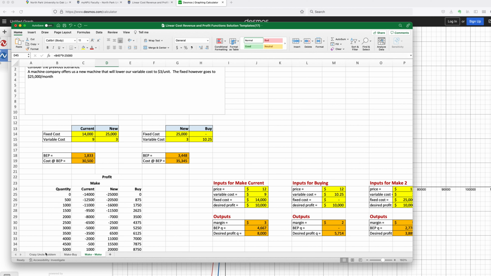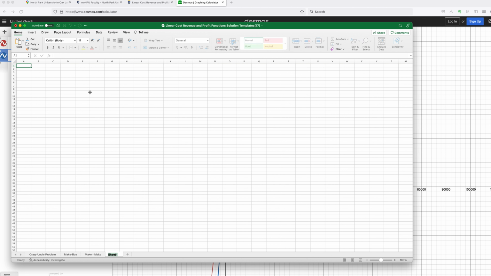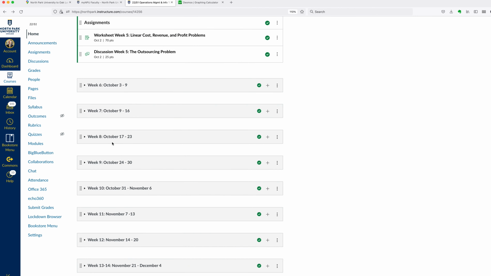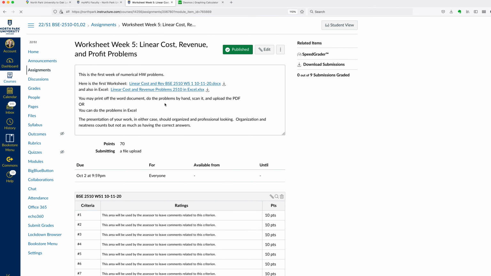Now, if you wanted to, you could keep this template and just keep adding, like problem 1, and copy the problem here. Let me show you how I would do that. So let's go back to linear cost revenue problems. Let's go back again to this, our homework. And what do we have? Linear cost revenue. Let me open Excel. I'll download this and open it.